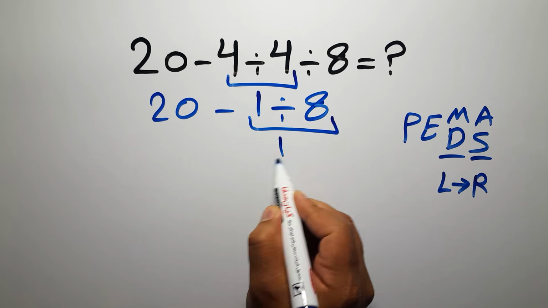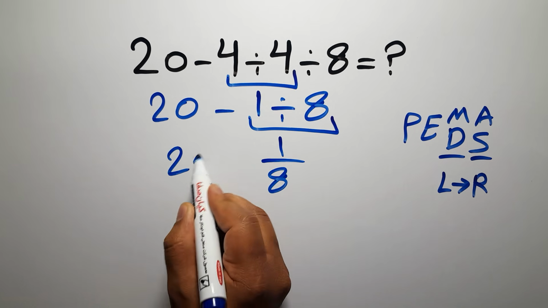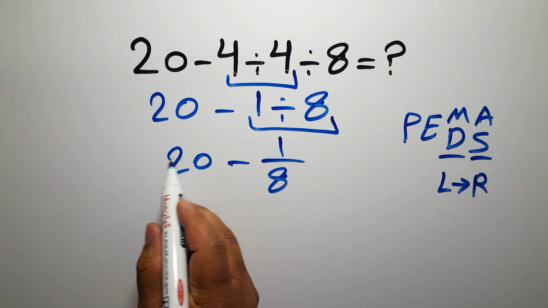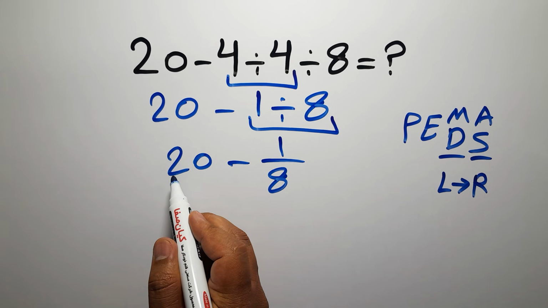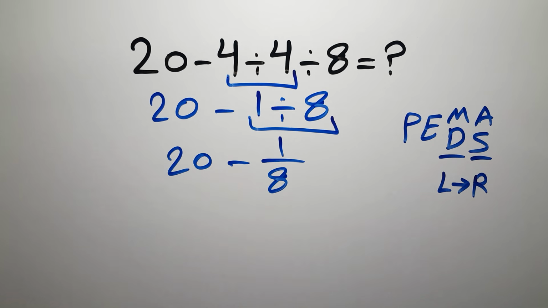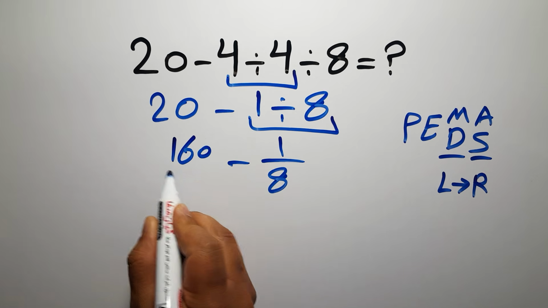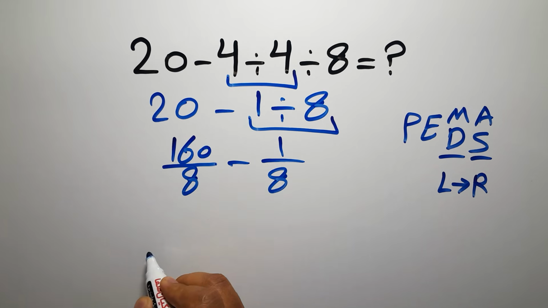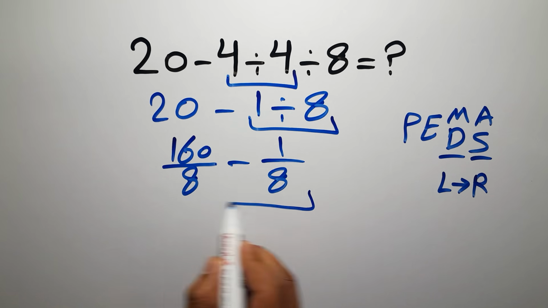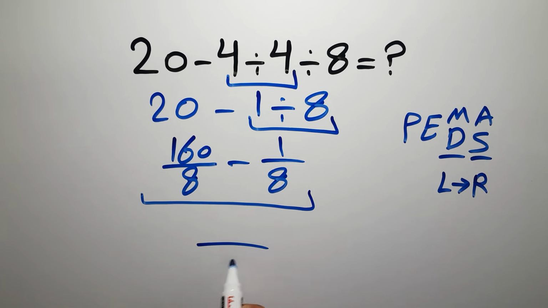We can write 1 over 8. So 20 minus 1 over 8. Instead of this 20, we can write 20 times 8 gives us 160. And 160 over 8. So we have 160 over 8 minus 1 over 8. Now, common denominator is 8 and 160 minus 1.